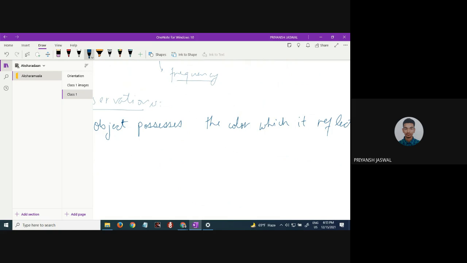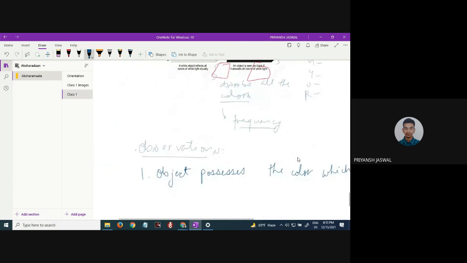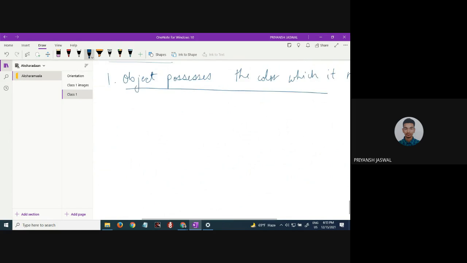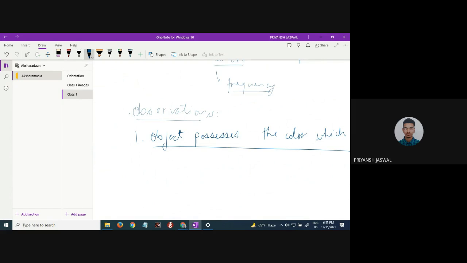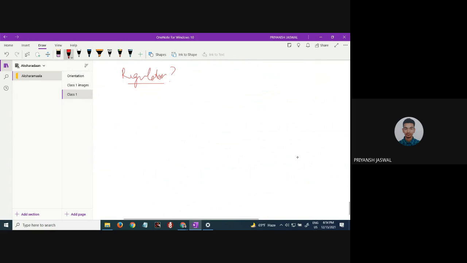Okay, so here we are implementing white light and it reflects only one color back. So this is our answer also: why different objects possess different colors. So let's quickly summarize what we did today. First was how a regulator works, and second was how or why objects have color.